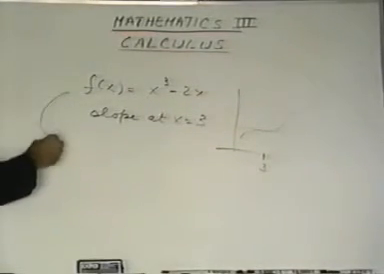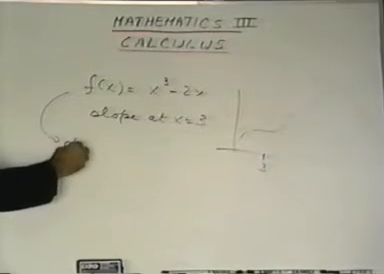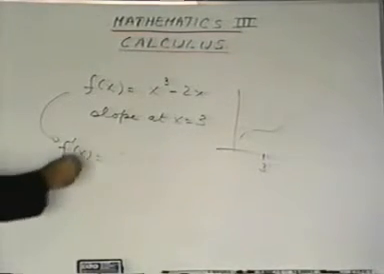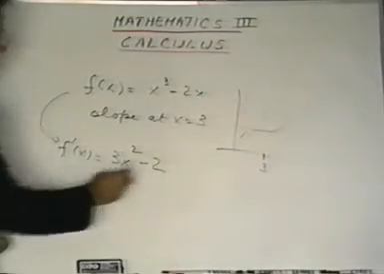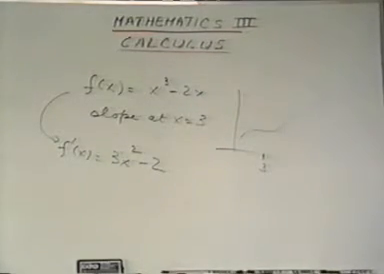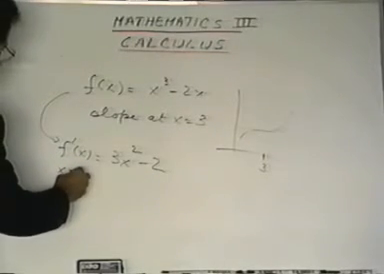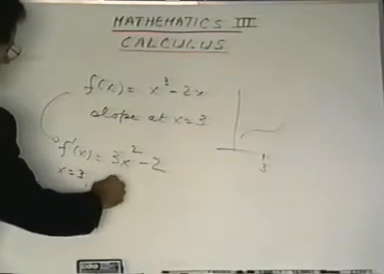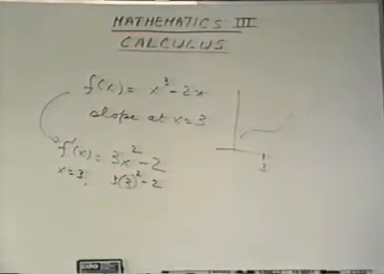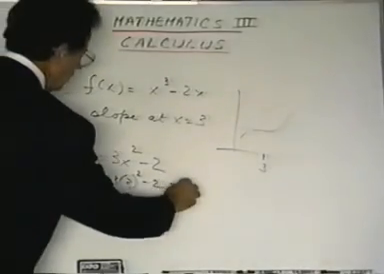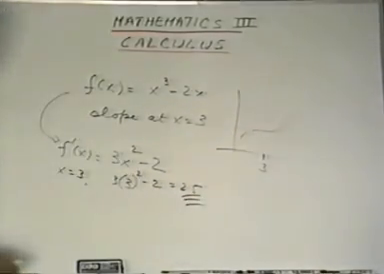So I take a derivative. I find f prime of x, which is equal to 3x squared minus 2, if you remember how to differentiate polynomials. When I take the derivative of this function, 3x squared minus 2, I then set x equal to 3, and I get 3 times 3 squared minus 2. And so this tells me that the slope is equal to 25 at that point.